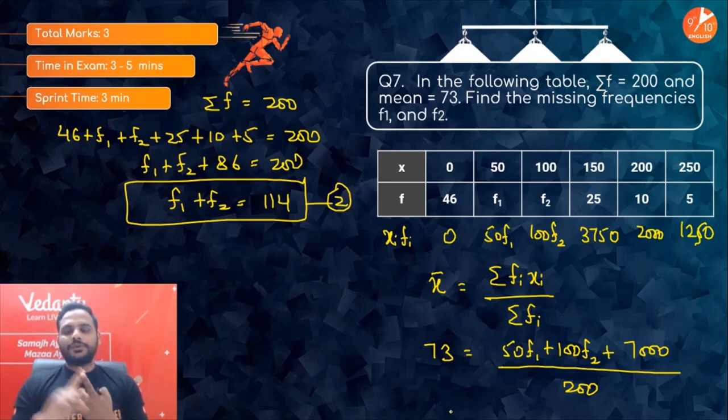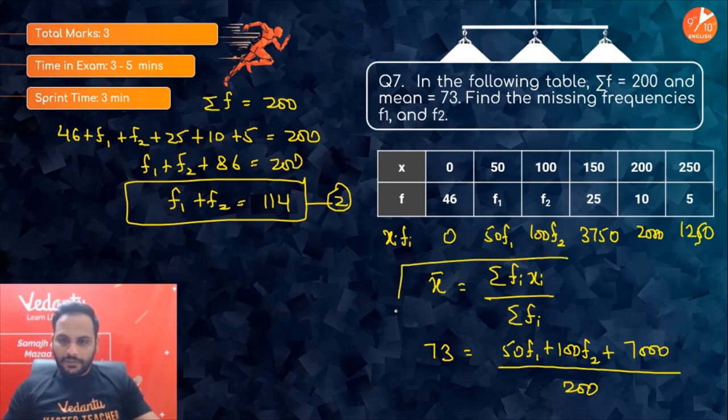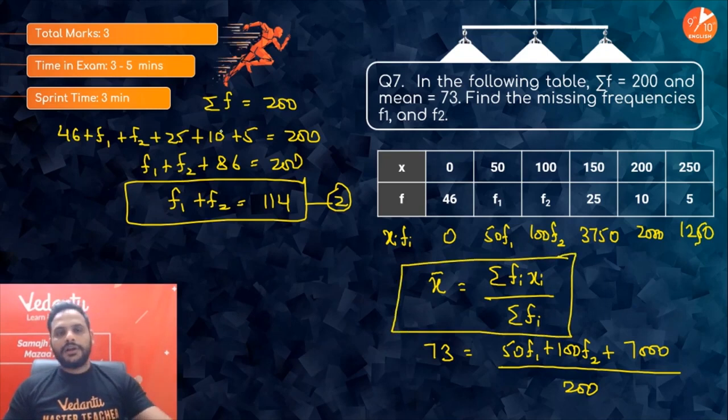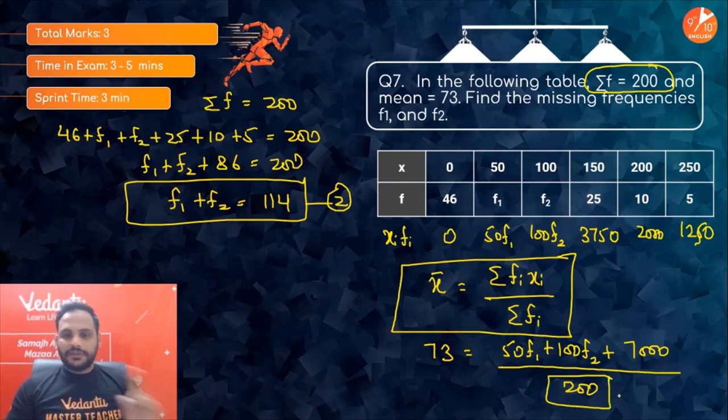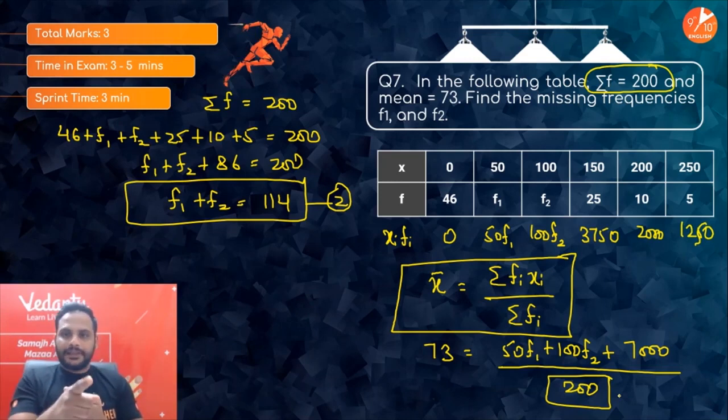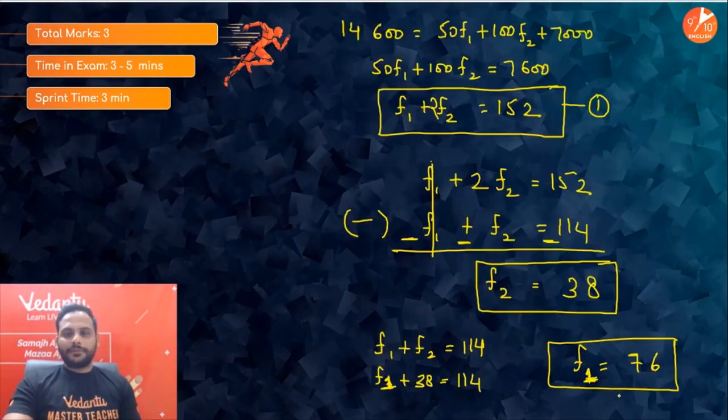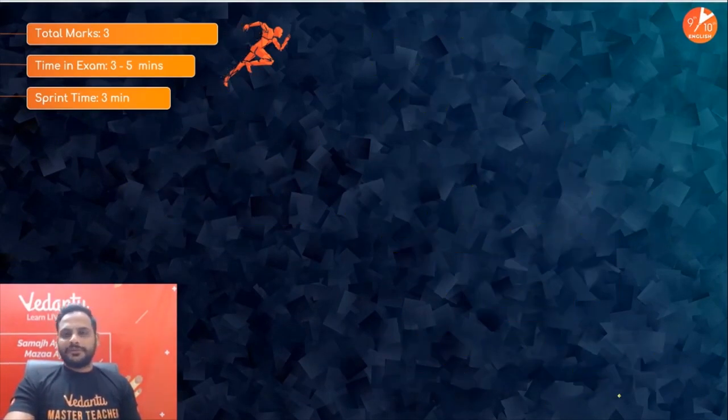One equation you have got by using the mean equation, and the second equation you have got by using the sum of frequencies. Remember this: since the sum of the frequencies is given as 200, instead of taking the value as f1 plus f2 plus 86, I have taken it as 200. This is the step which you need to remember. Many students, in place of 200, will write f1 plus f2 plus 86 and add them, so then it will be difficult to get the equation. So please make sure you take it as 200 and solve both the linear equations in two variables, and you will get your answer.